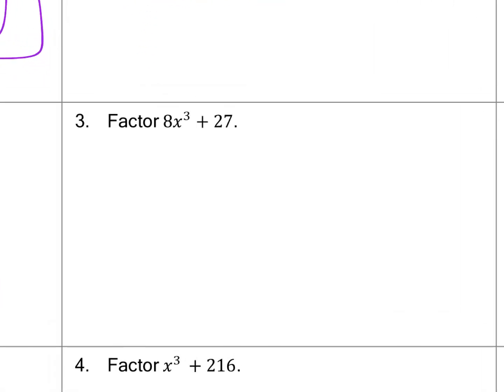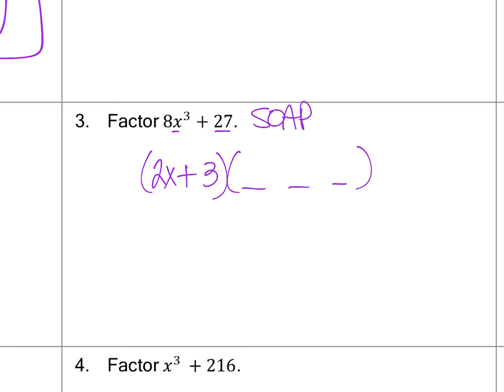Okay, another example. So we should check for cubes. Cube root of 8 is 2, so that would be a 2x. Cube root of 27 is 3, and we use the same sign, so plus 3. And then we should have a trinomial. So binomial, then a trinomial.